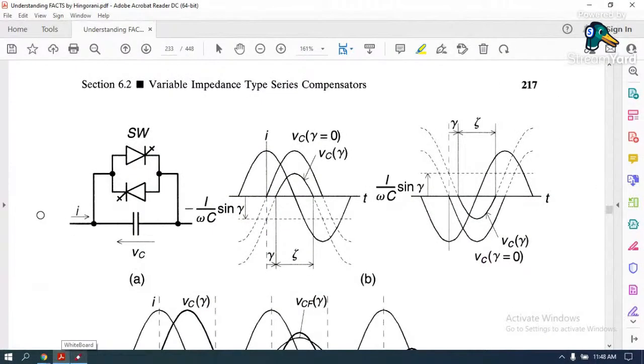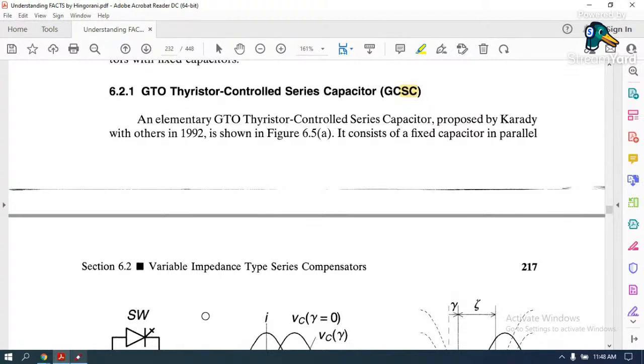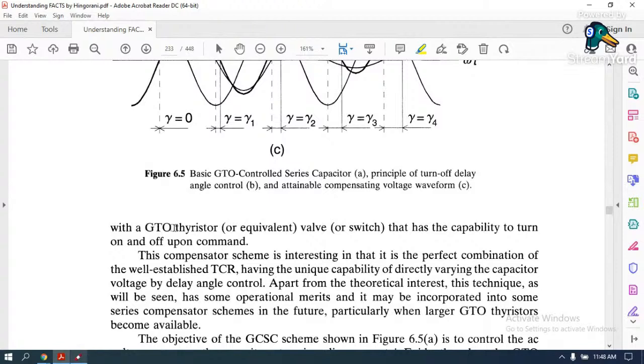I can see that obviously the current will flow through this capacitor, right? Let that current value be I. When this current flows through this capacitor, whose value is XC, according to Ohm's law some voltage will be dropped across this capacitor, VC. This GCSC consists of a fixed capacitor, a capacitor in parallel with a GTO or any equivalent switch. You can use thyristor also. That has the capability to turn on and off depending upon the firing angle, that is on command.